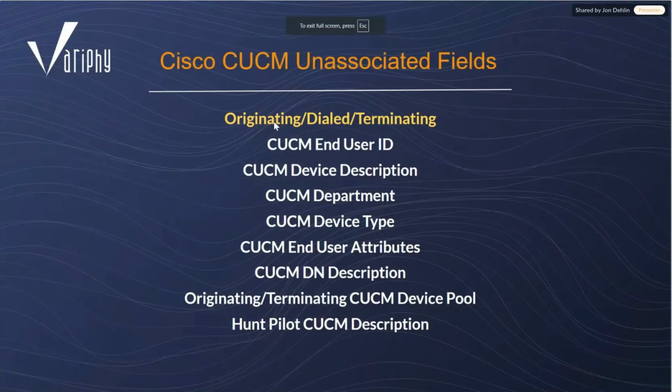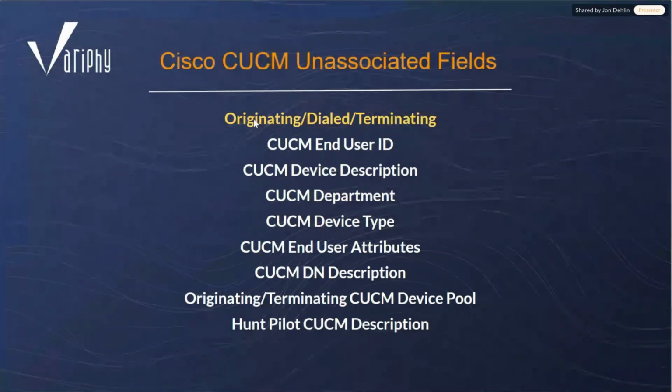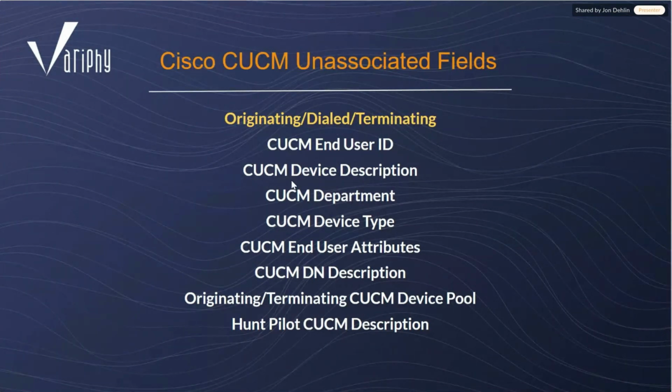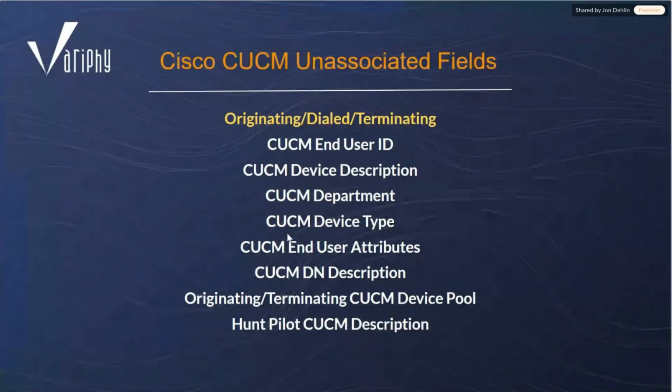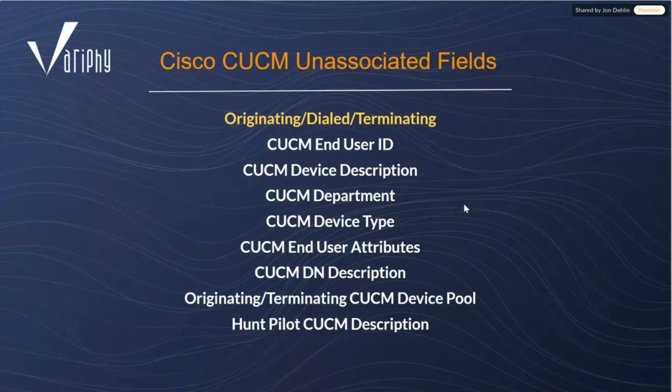But here with the CUCM unassociated fields, there's actually more than, this is a list of 8 or so, but these top ones here, the end user ID can appear in the originating side of a call, in the dialed, that being the party that initially receives the call, or the terminating, where the party ends the call. Often these are the same, but not always. So each of these first 6 or 7 really have 3 different options available in the groupings. And then the device pool appears on the originating and terminating side, and that hunt pilot description just in the one place.